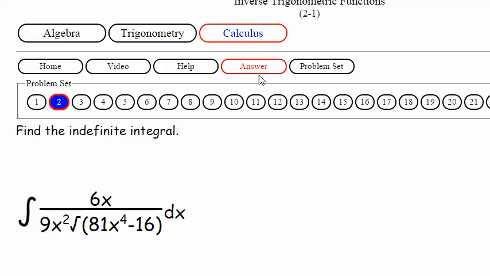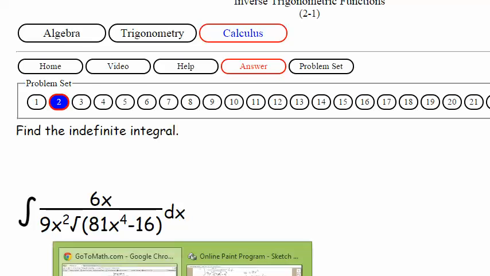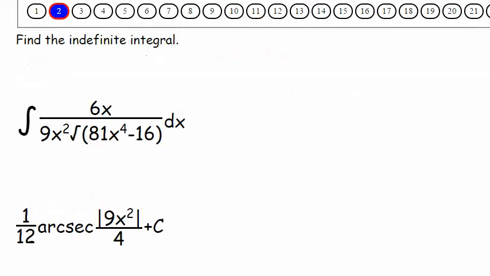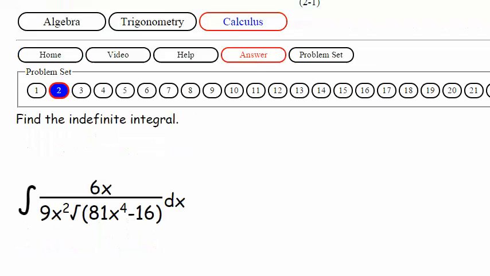Okay, well, let's check our work. Let's make sure. 1 over 12. That's what we had, right? Yeah, 1 over 12. Just making sure. 1 over 12 arc secant 9x squared over 4 plus c. So once again, we could simplify this down, but I wanted to keep it in this form and then show you how to use U-substitution, right? A couple extra steps.